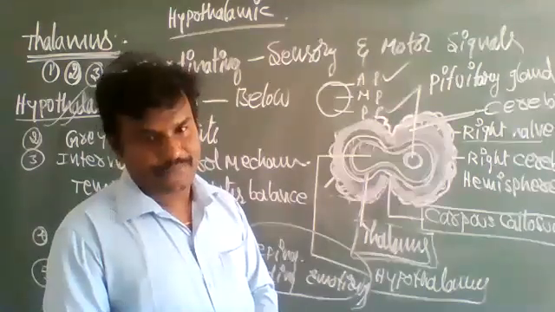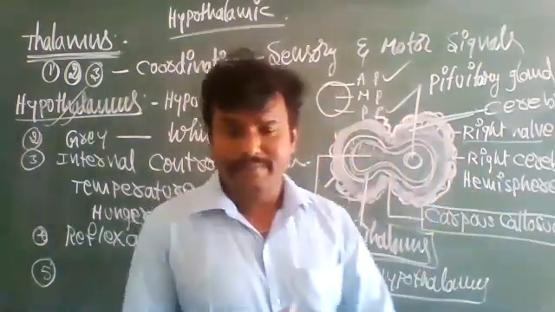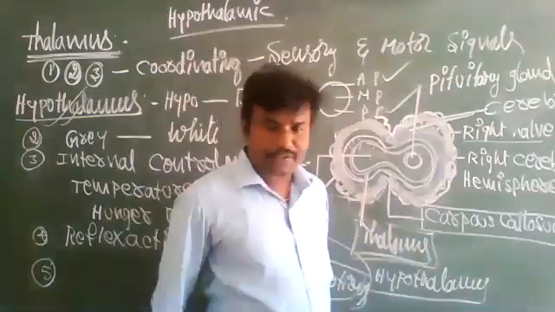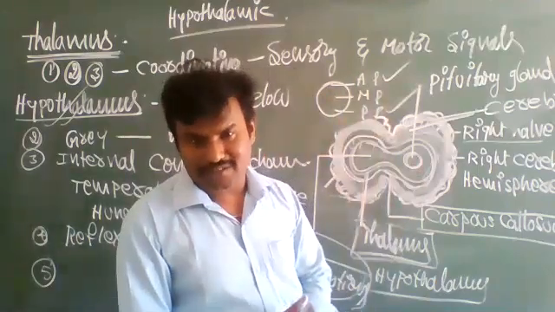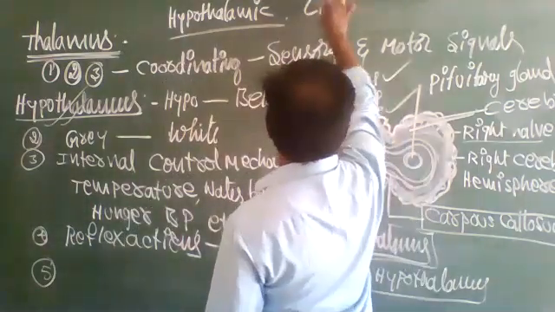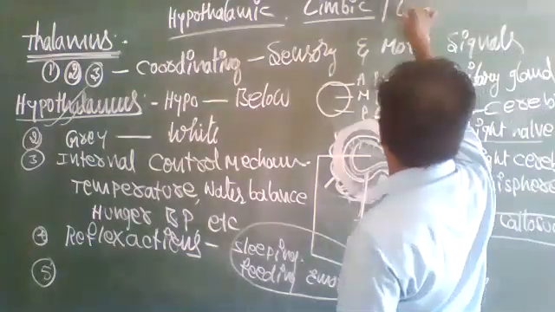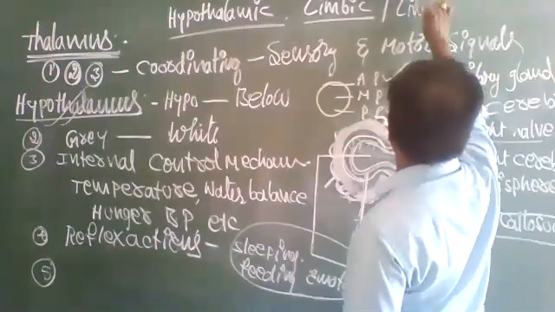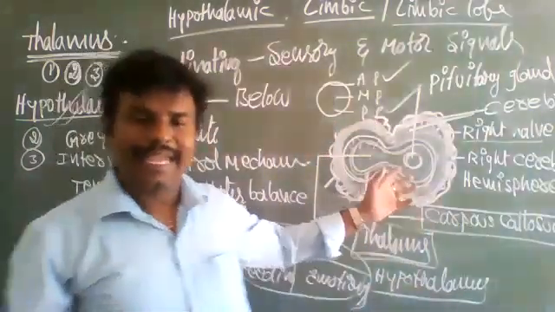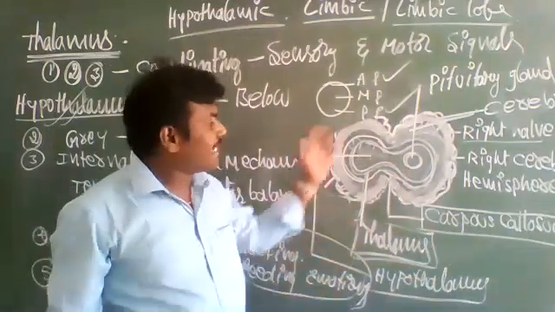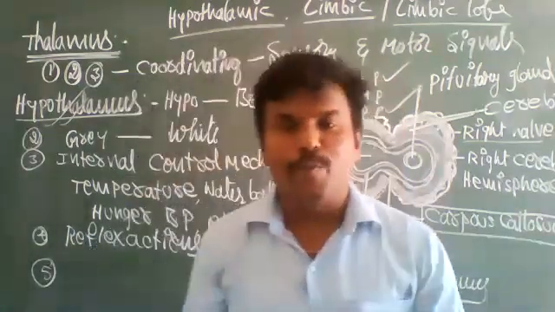Okay, that's all. Next, the cerebrum along with a group of internal structures together forms a complex structure that is called limbic system or limbic lobe. The cerebrum along with a group of internal structures together forms a complex structure. That complex structure is called limbic lobe or limbic system.